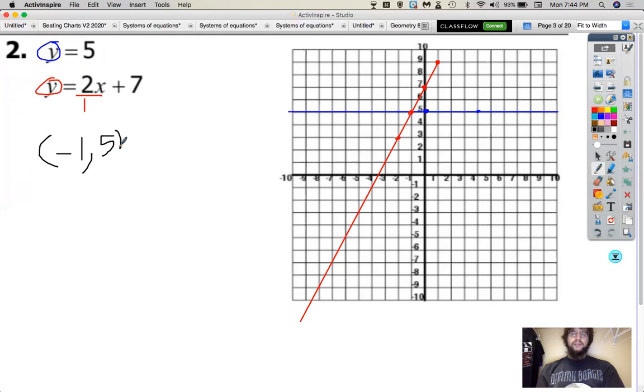Now, there are better methods for solving these than graphing, but you need practice graphing, so do it.